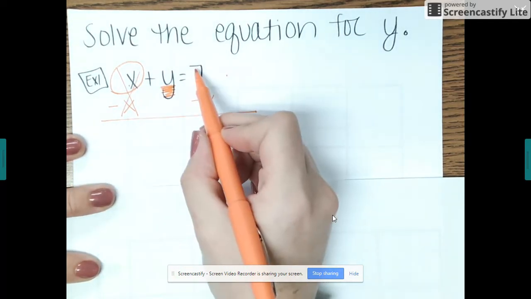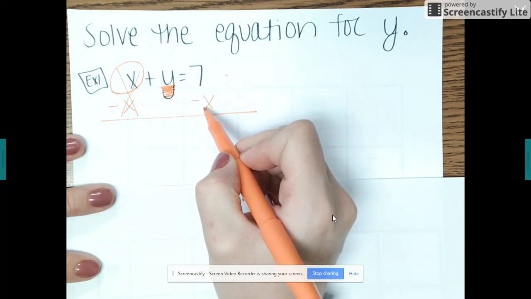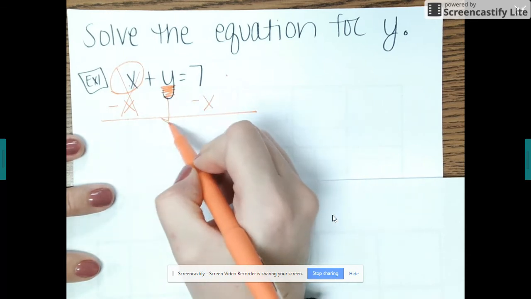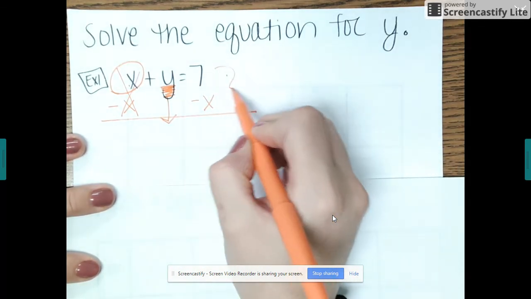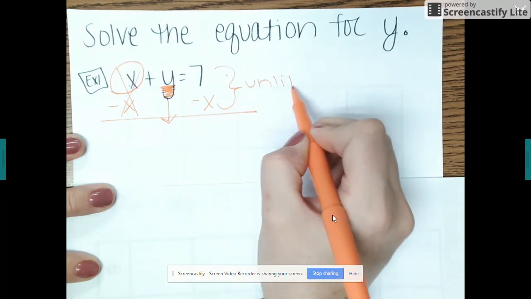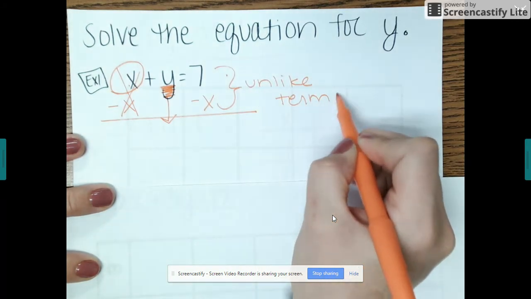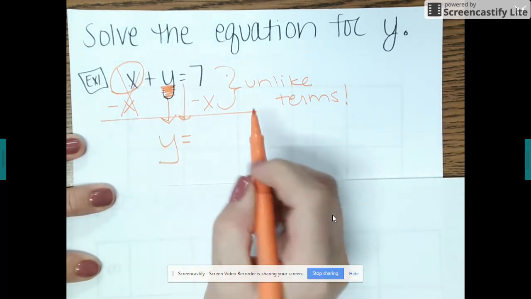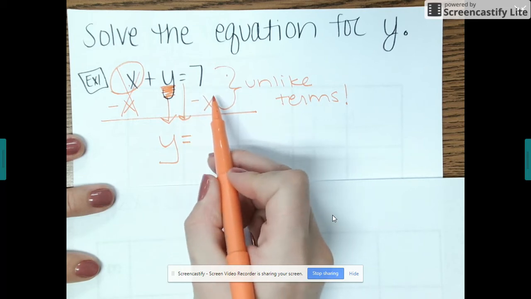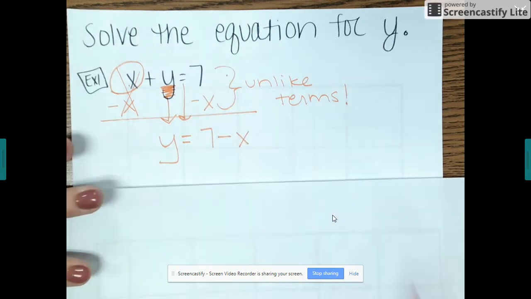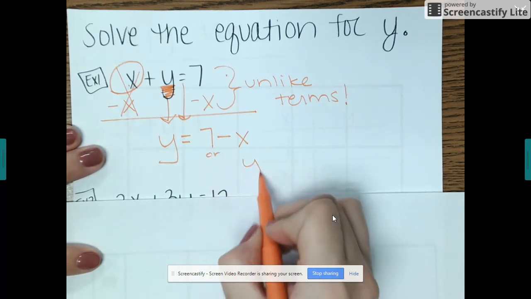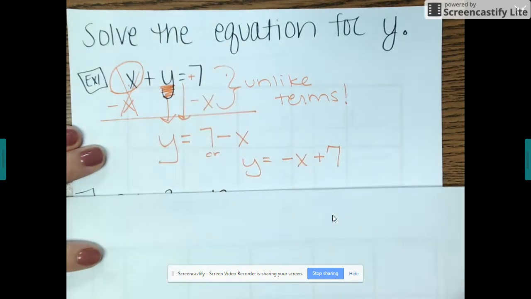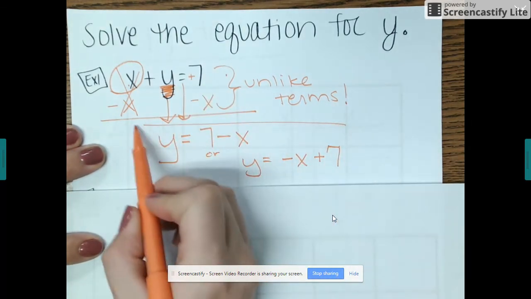Now, can you put 7 and x together? I'm hoping you are shaking your head no or saying no in your brain. Because why? Because they're unlike terms. You guys got to get that through your head. So we're going to put y, drop down your equals, and I would rather have this first, but I will take this, or I will take -x plus 7. Remember, this is a plus sign in front. Okay? So I will take either of these answers.